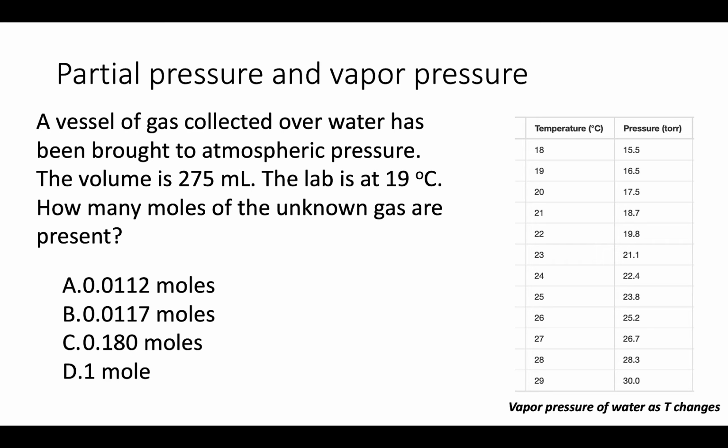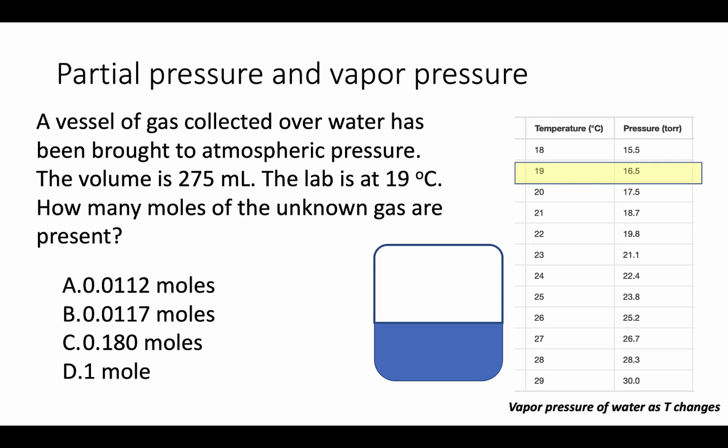Alright, so how do we break down this problem? How do we get started, right? So again, the key thing is that the vessel of gas is collected over water. And so we have a mixture, right? And in that mixture, we know that the partial pressure of water is equivalent to its vapor pressure. And here that value at 19 degrees Celsius is 16.5 torr, millimeters mercury, whatever you like.